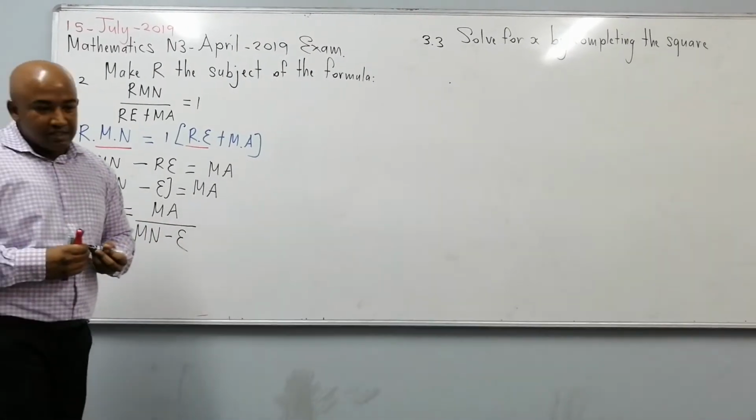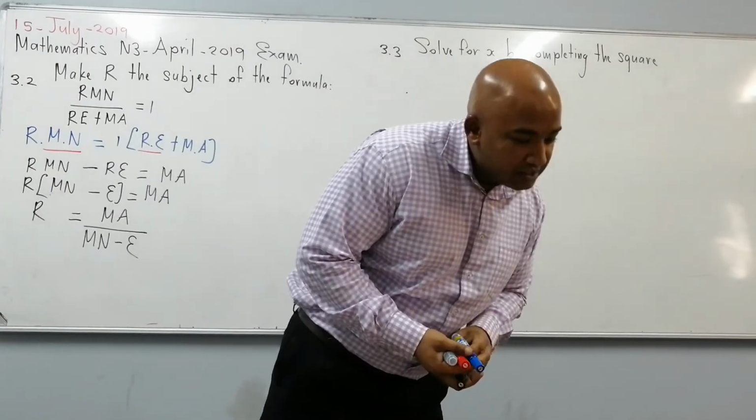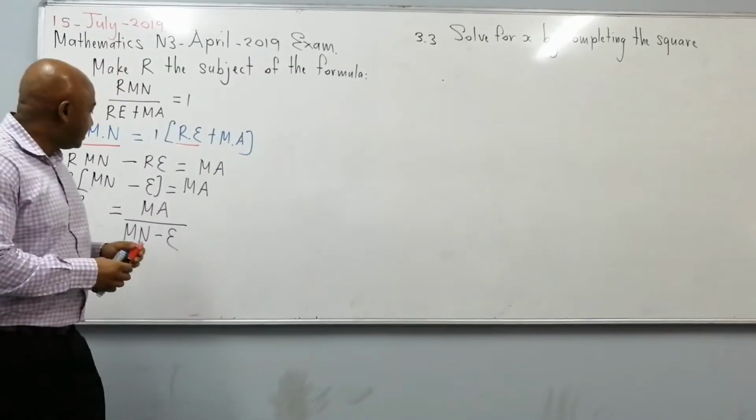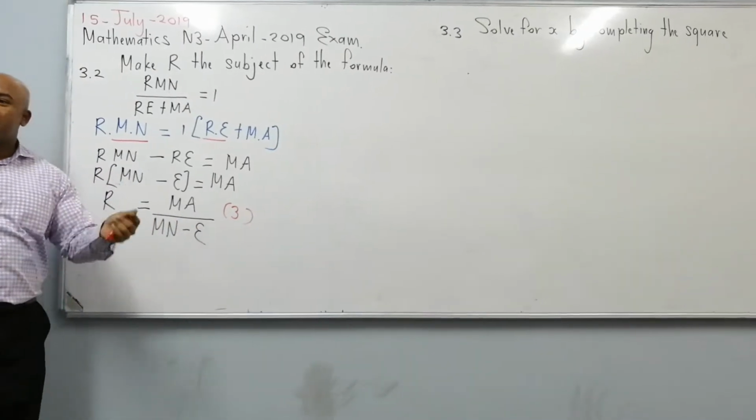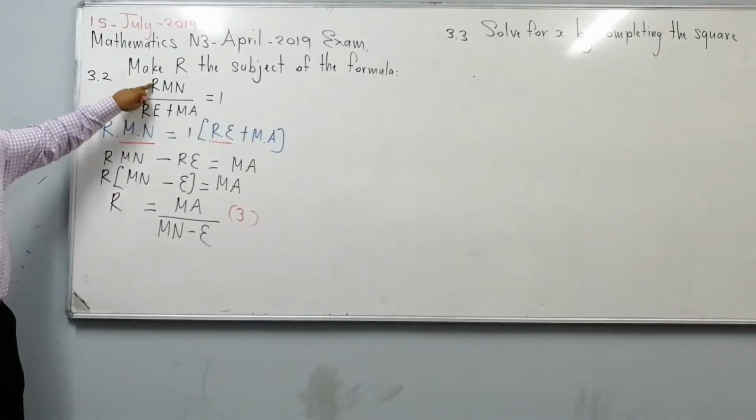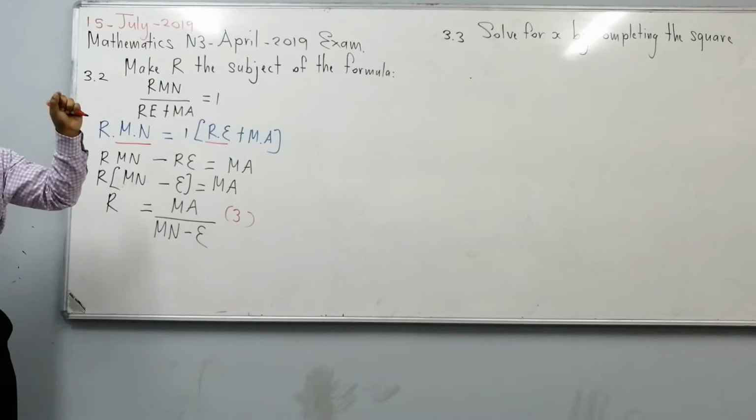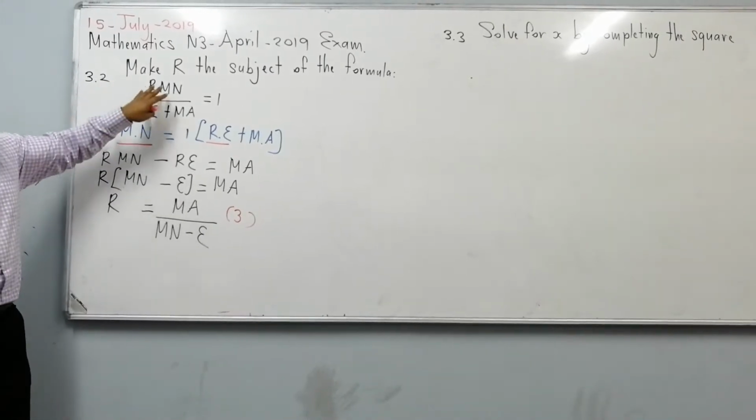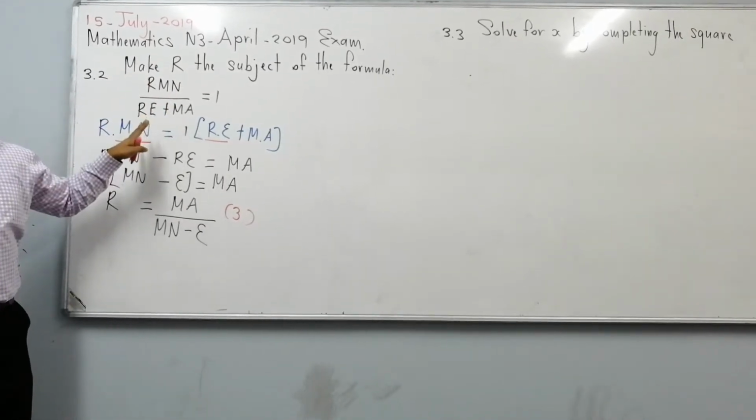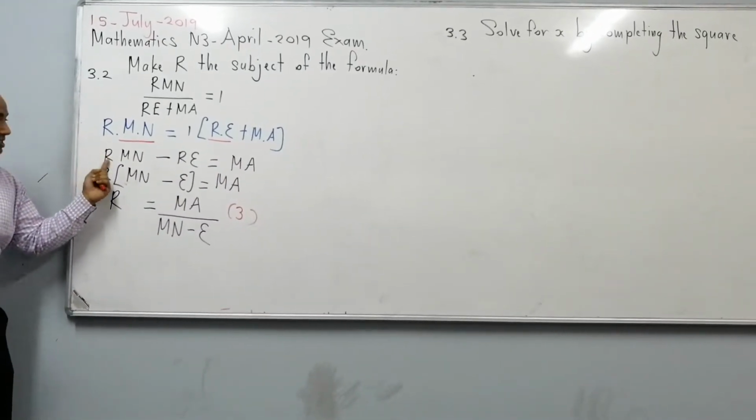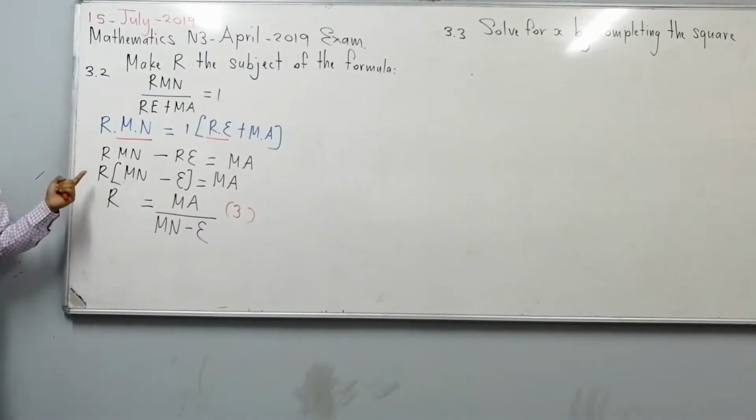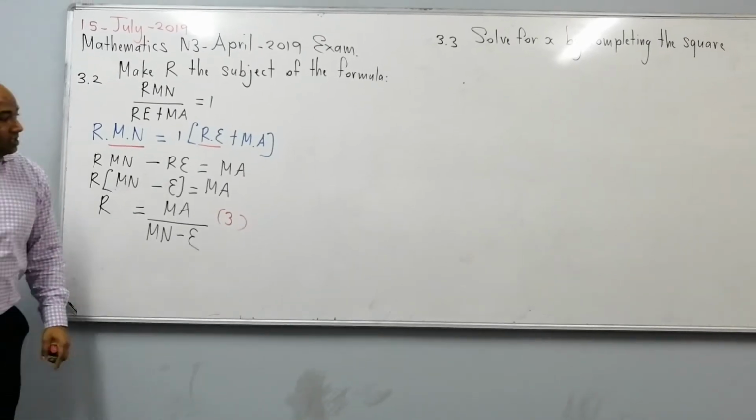How many marks was this one? Let's see. This one was 3 marks. It was not bad. But what you need to remember is, in a situation where the variable you're looking for appears more than once in an equation, you need to try and get all the terms with the same variable on one side. You can see that. So that was this one.